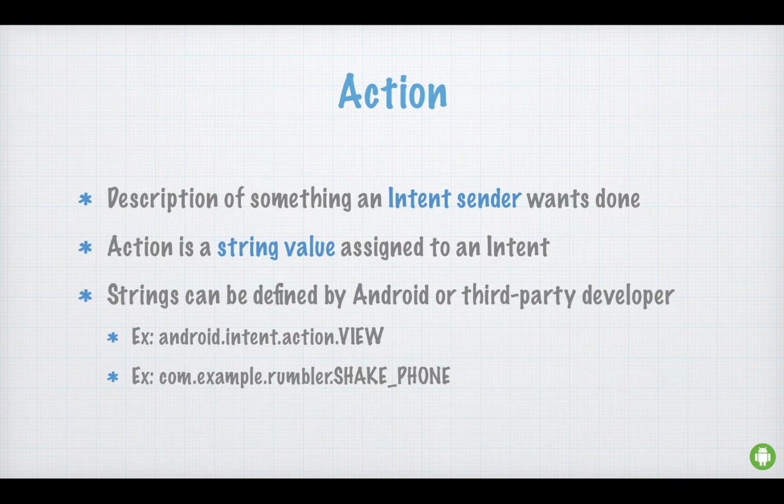An action is something that an intent sender wants done. An intent is a special message that can be sent from one activity to another. When an intent is sent, the kind of application that the sender wants is specified in the message. For example, the sender might want a view from the receiver, or a sender might want the receiver to shake the phone. Actions are string values that can be built in or defined by the developer.